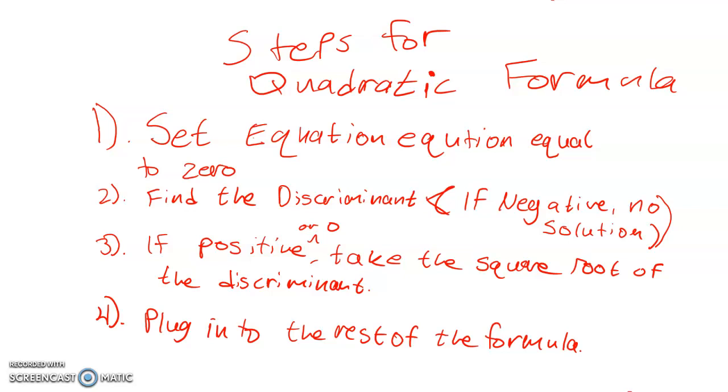So the first thing we're going to do, just like we did with the discriminant, is set the equation equal to 0. If it's not equal to 0, you've got to set it equal to 0. Next, find the discriminant. That's the b squared minus 4ac.